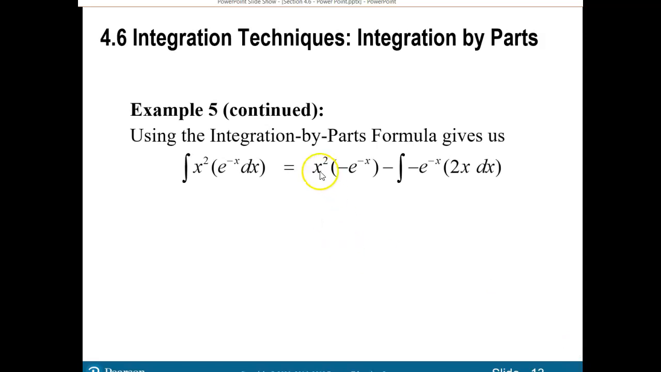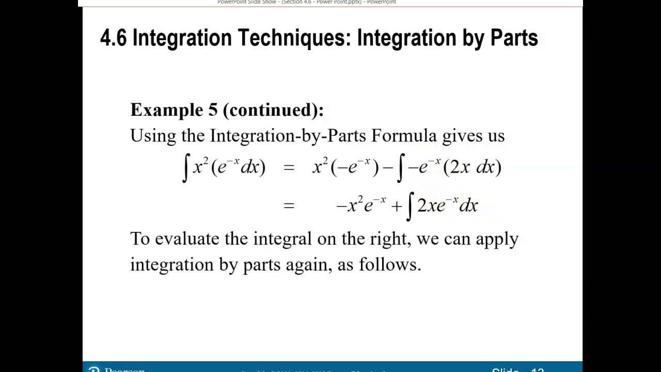Then use your formula, u times v minus the integral v times du. So we get negative x squared e to the negative x here. These clean up to be a plus 2x, we still got this e to the negative x dx. This is simpler because before we had an x squared and an e to the negative x. But the problem is it's still a product, so we still have to use parts. So we have to do parts again to evaluate this.